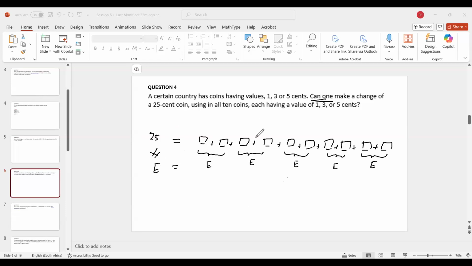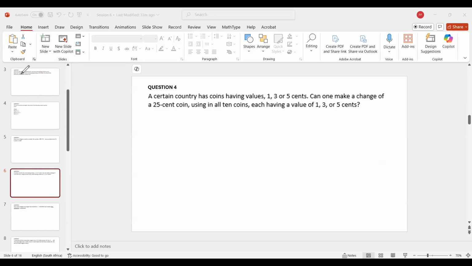They ask you, can one make change? The answer is no. All right. So let's move on to the next question. This is all about odd and even numbers, so we're having some practice on how to deal with these kinds of questions. Let's get on to the next one.